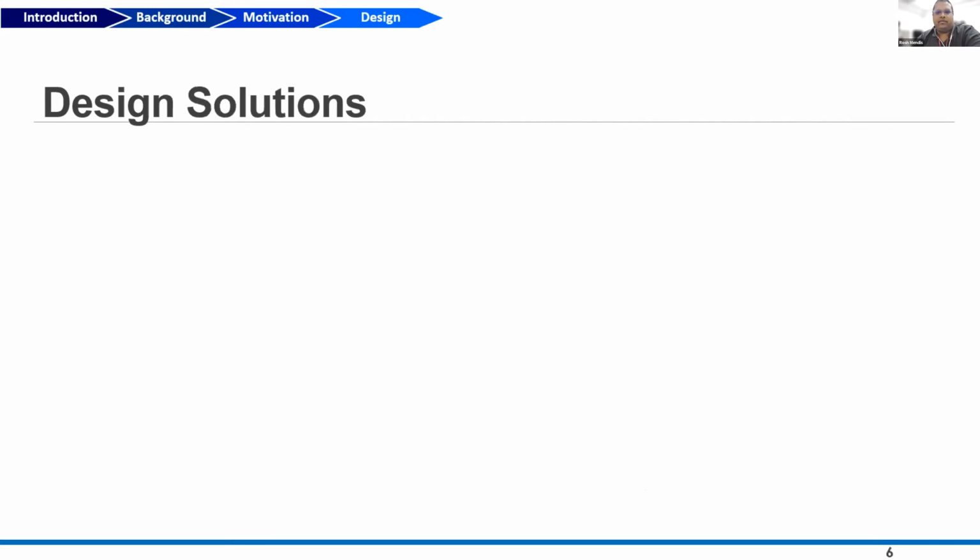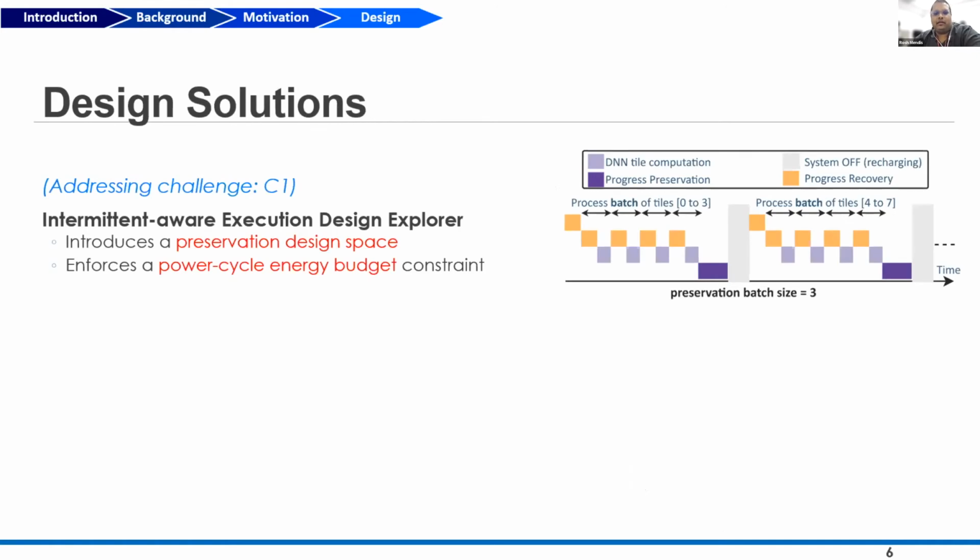So we address the first challenge by introducing an intermittent-aware execution design explorer that introduces a preservation design space and a power cycle energy budget constraint to NAS. The preservation design space includes the batch size of intermediate computation outputs preserved together, and it is unified and jointly explored with the execution design space. The power cycle energy budget is enforced together with the hardware and latency constraints during design space exploration.